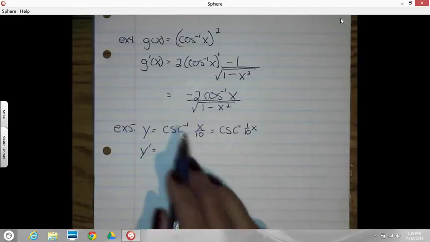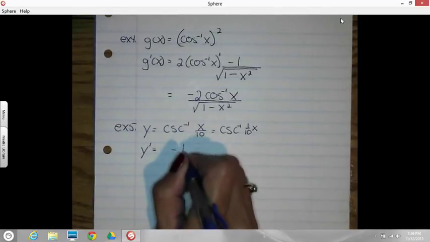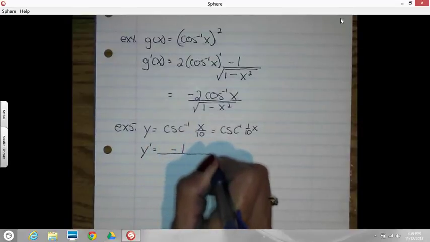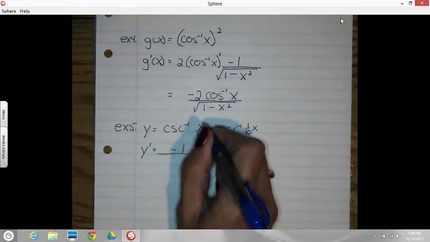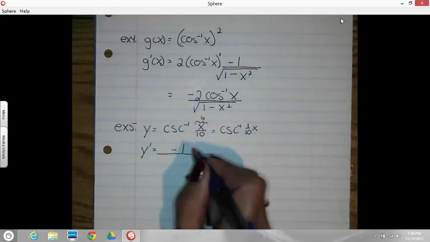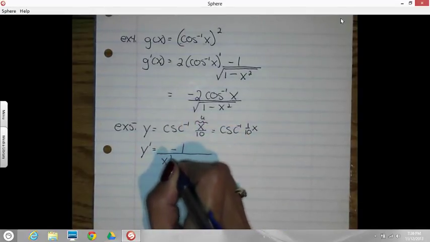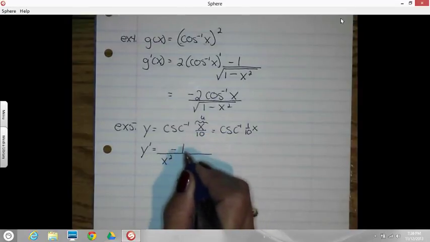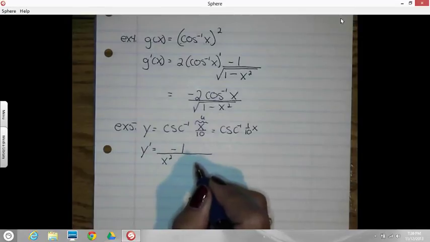Right here. Negative 1 over u squared. This is the u. So I'm going to square the x and the 10. Oh, I'm looking at the wrong one. That's cotangent. I lied. Cosecant's back here.